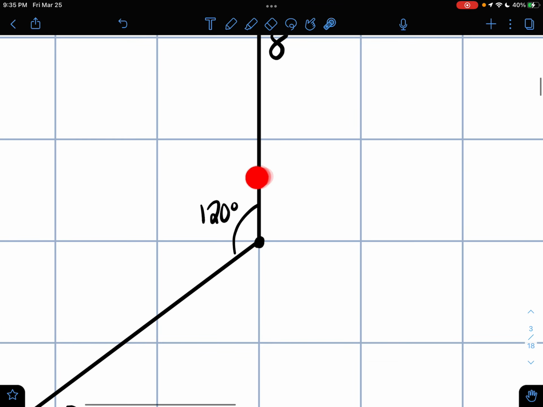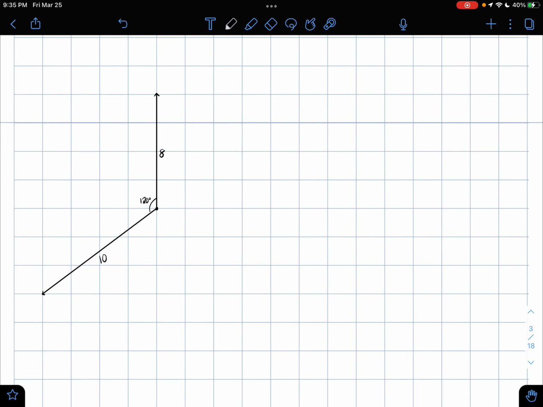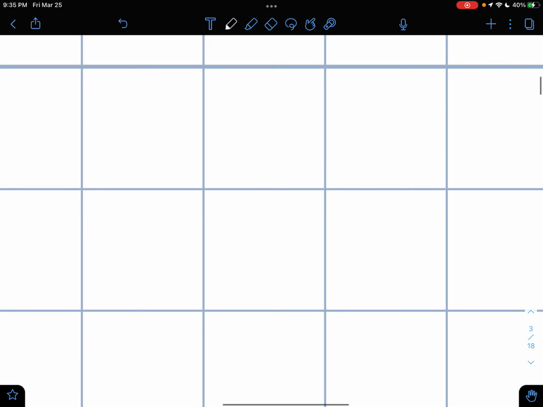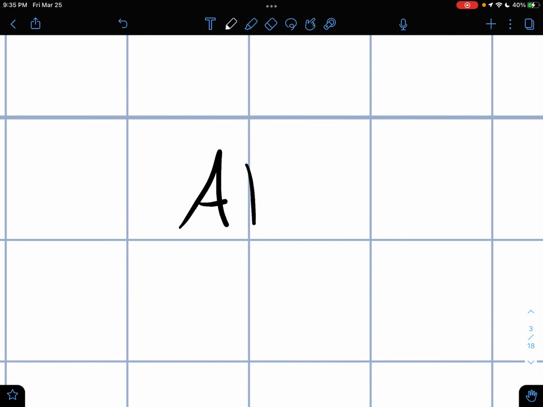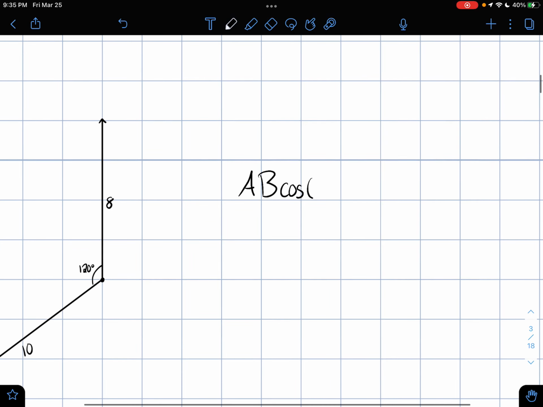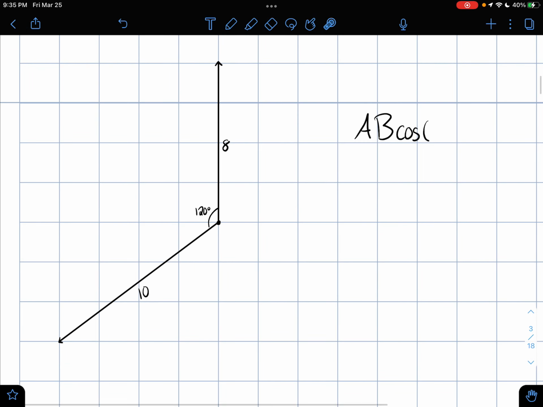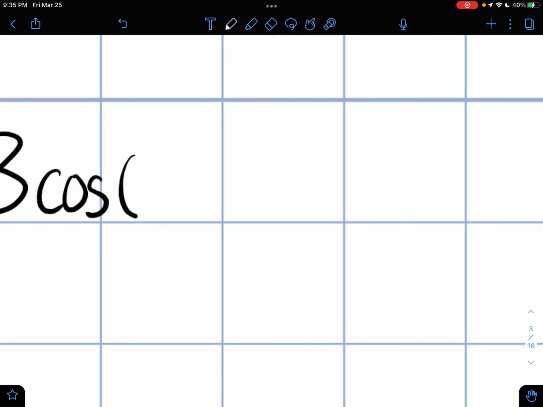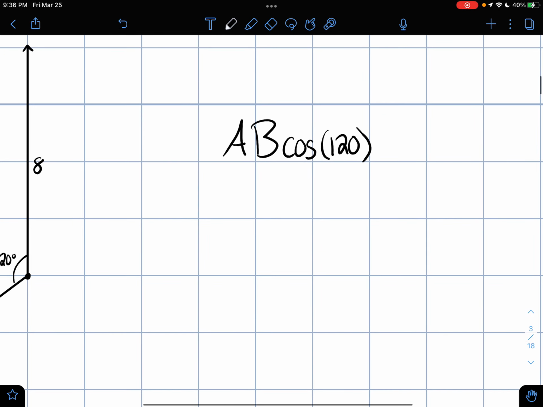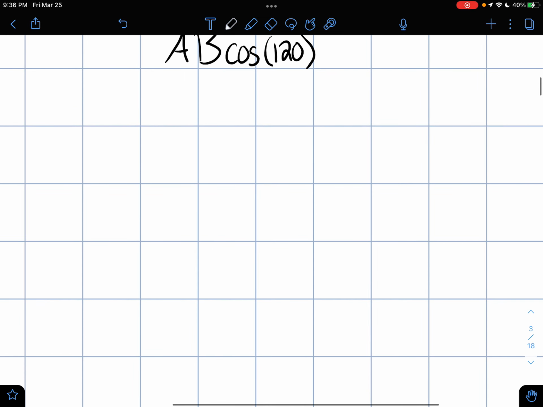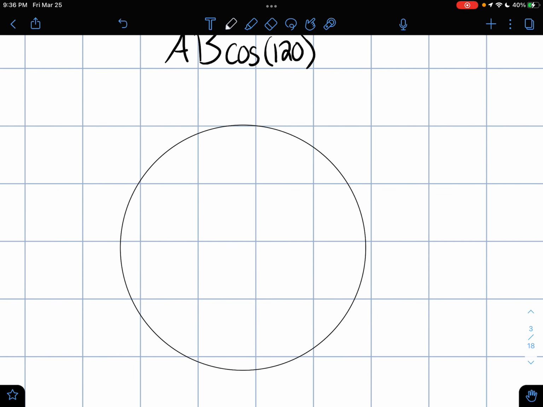Even if the angle is larger than 90 degrees, we can still use the same methods that we have been. We can do AB cosine of the angle between them. And this time the angle between is just 120. It just happens to be larger than 90 degrees. And it works. If we recall our unit circle, I know we all love the unit circle.